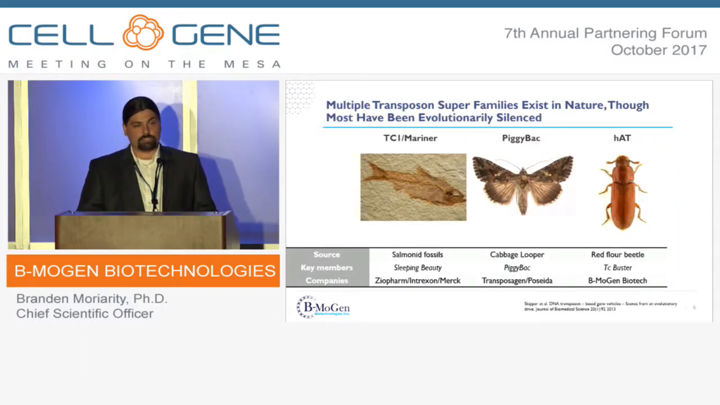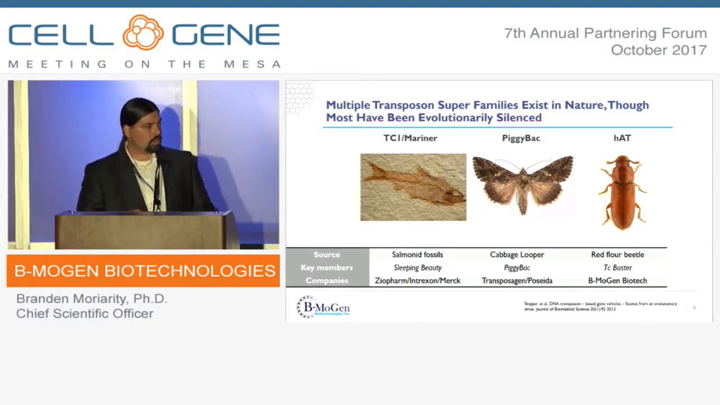In nature, there are many superfamilies of these transposon elements, and many of them have been silenced through evolution because they can be detrimental to the development of an organism, so they've been inactivated. But at the University of Minnesota, we reactivated a transposon system in the early 90s called the Sleeping Beauty transposon system, so you may have heard of this. It was developed from inactive transposons in fish, and a company licensed that technology, and we worked with MD Anderson to run a clinical trial to deliver genes to cells using this mechanism.